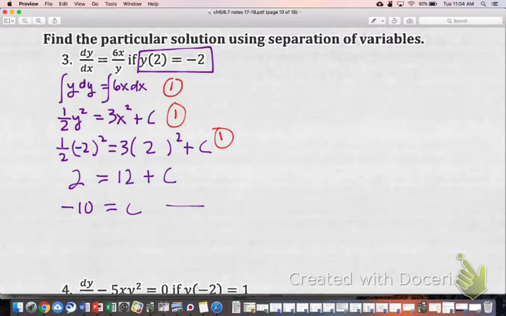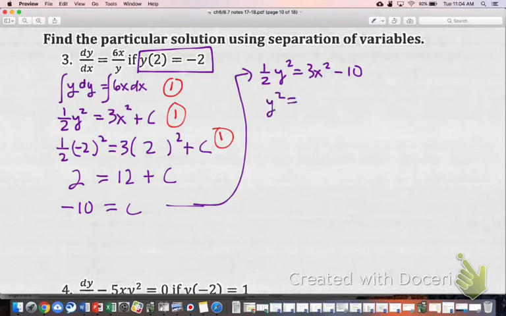My 4th point would be to write the full solution. That would be, let's see here. Let me come over here to do this. I would have 1/2 y squared equals 3x squared minus 10. My 4th point is going to come from me solving for y. So here we go. What would you do to solve for y? Multiply by 2. Yeah. So it'd be y squared equals 6x squared minus 20.